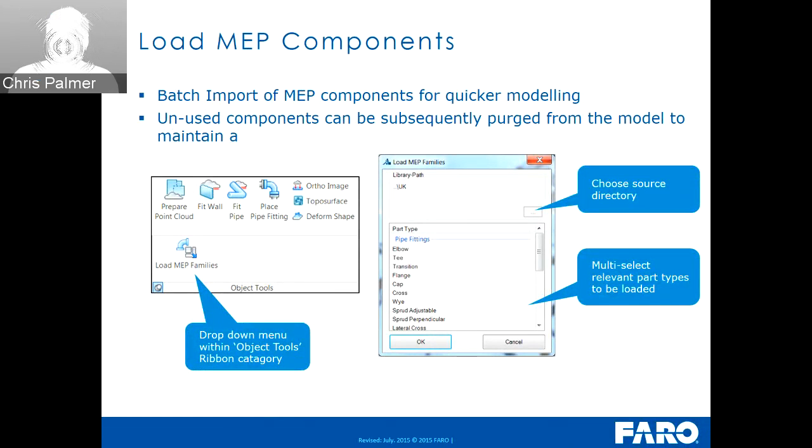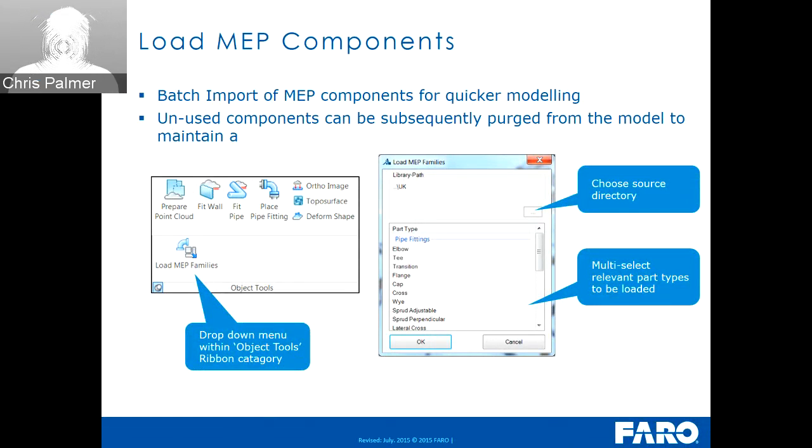We really need to look at getting all of the information available to us that we're going to need to create that model. As you can see, in the drop-down list within the object tools, there's a new feature called Load MEP Components. What we get from that is the opportunity to choose a source directory. So, for example, we choose the UK standards, and then we can multi-select or just select specific components that we want the software to search through the folders and batch load the families in.